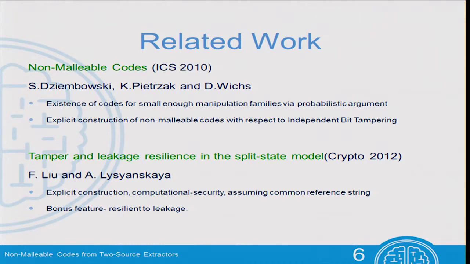The second paper is Tampering and Leakage Resilience in Split-State Model by Liu and Lysyanskaya. They do something we're interested in. So they show the construction of non-malleable code in split-state model, though they show it with some additional assumptions. First of all, it's computationally secure, and second of all, they assume common reference string. They've got that bonus feature of resilience to leakage. I will cover it in the second last slide, I believe.